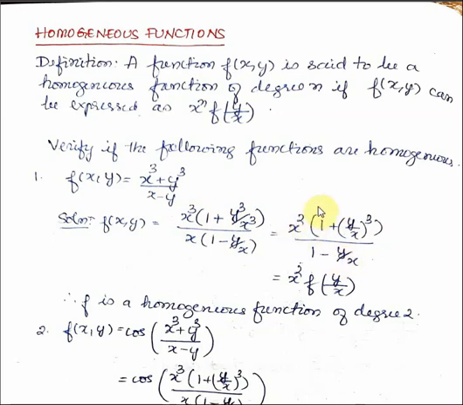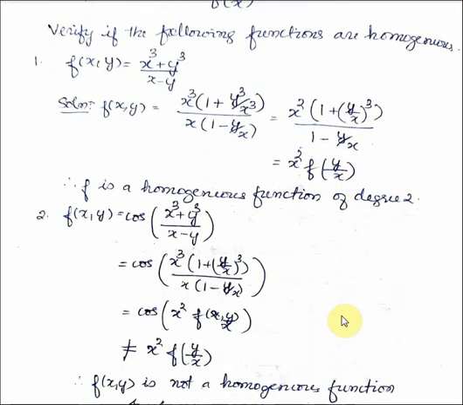Now this is x square, and this complete function is a function of y by x only. There is only one variable, that is y by x. Therefore, x square into a function of y by x. Therefore, this is a homogeneous function of degree 2. Because the power of x that I've taken outside to make this function a function of y by x is x power 2. So this is a homogeneous function of degree 2.